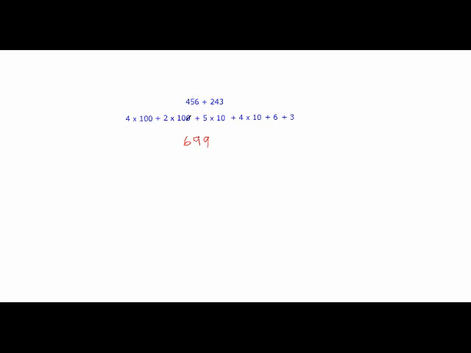This is not a 4, and this is not a 5, and this is not a 6. This is 400. It's 4 of the 100s and 2 of the 100s. This is 5 of the 10s and 4 of the 10s. And altogether we have 9 tens. 9 tens is the same as 90.